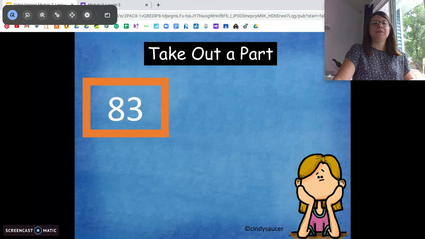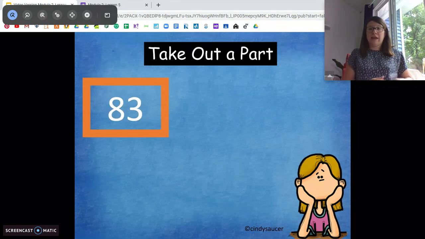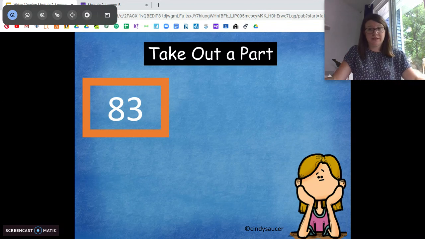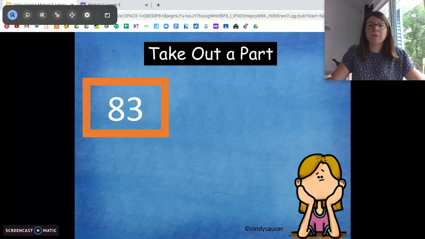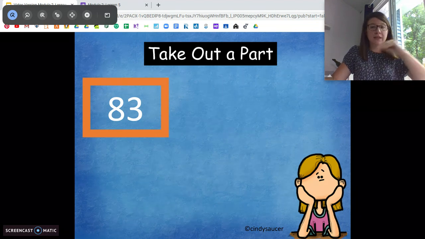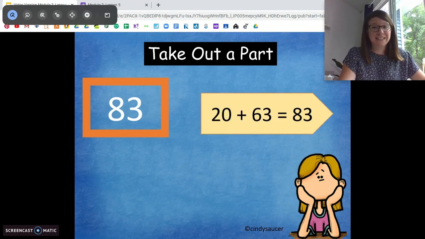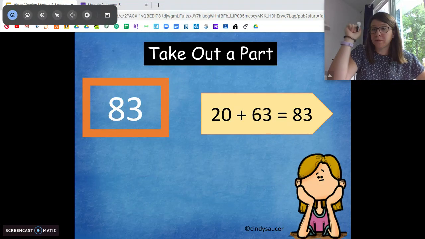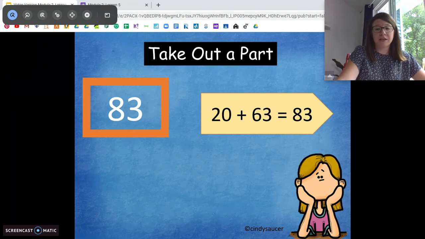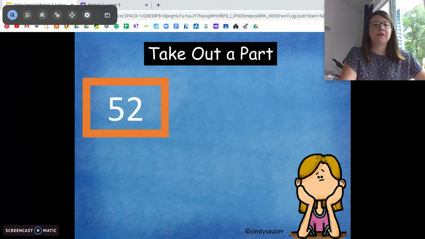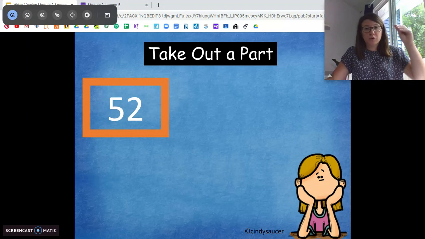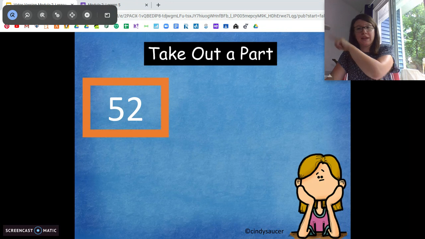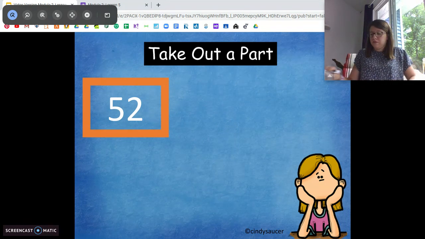All right, let's try the next one. 83. Don't get tricked with that extra 3 ones. You're still taking 2 tens out. Go ahead, pause the video, write this addition sentence on your own. Ready? We're going to take 2 tens out. So our first part of our number sentence is going to be 20 plus 63 equals 83. Because 20 plus 60, or 2 plus 6, equals 8. We just got to add those extra 3 ones in. All right? Now try this one on your own. Take 20 out. It's going to be 20 plus something equals 52. It's going to be your number sentence. I'll write that down for you.